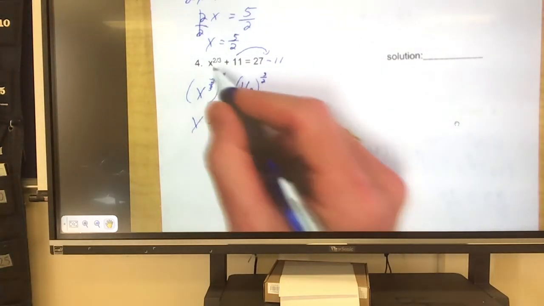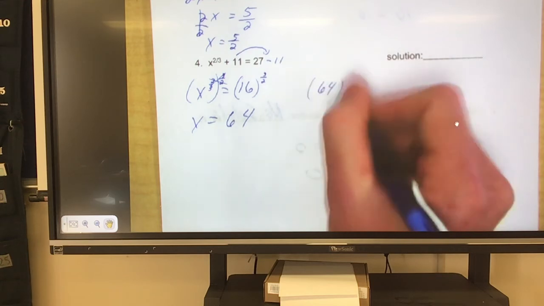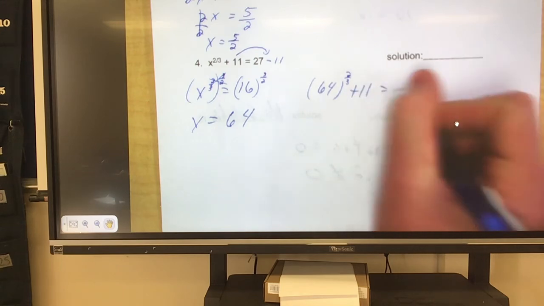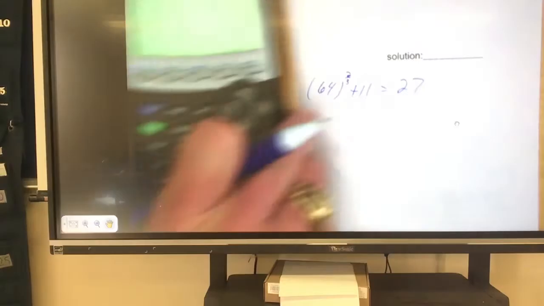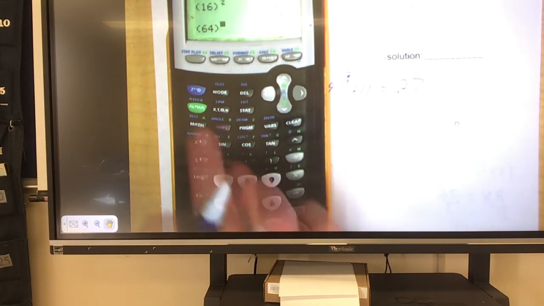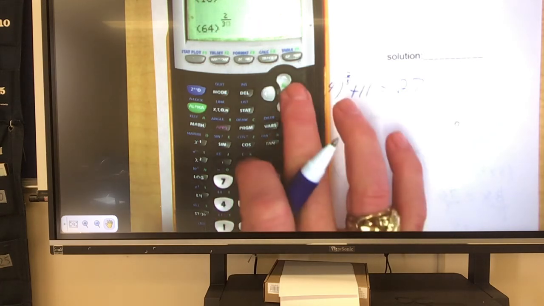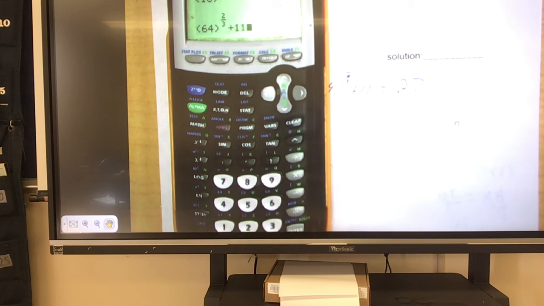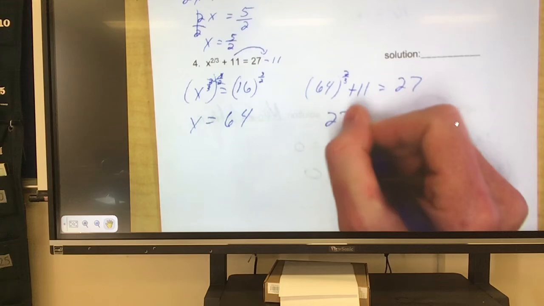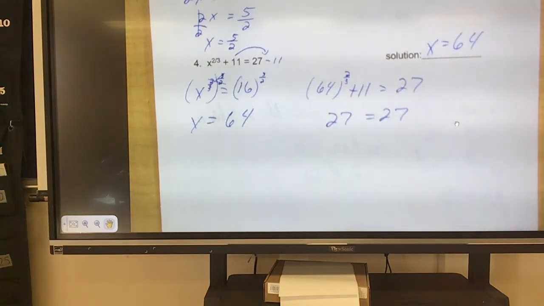So let's go and check this one now. I'm going to plug it back into my original equation. So 64 is my x, raised to the 2/3 power, and we're going to add 11, and we're going to hope it equals 27. So here we go. 64, 2/3 power, add 11, and we hit enter, and sure enough it does equal 27. So x equals 64 is my answer.